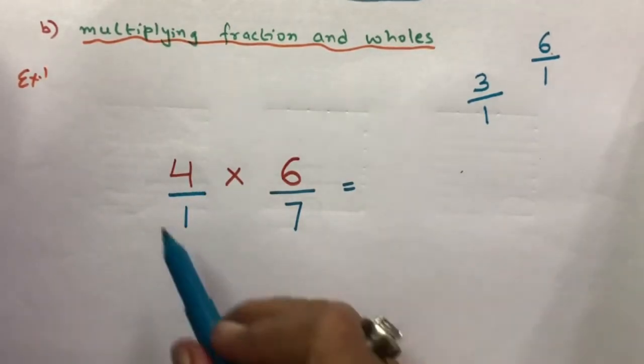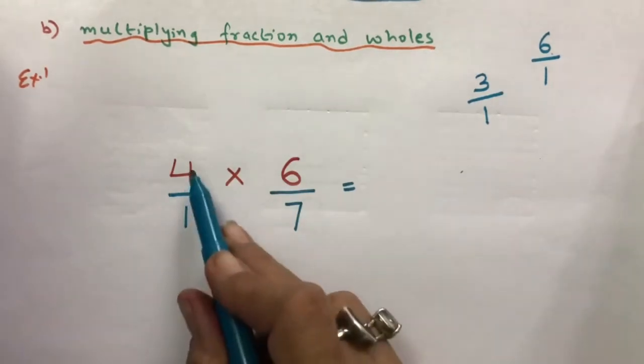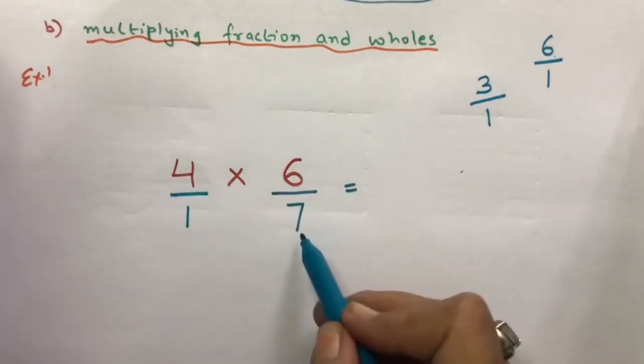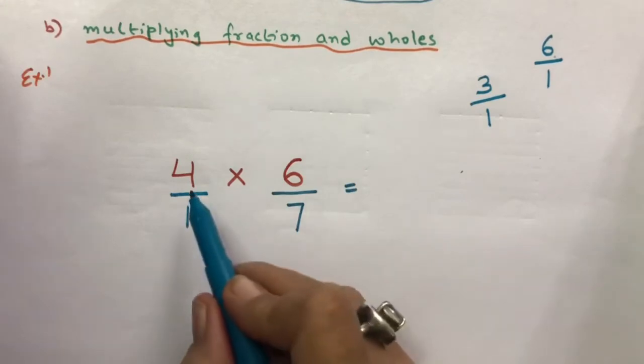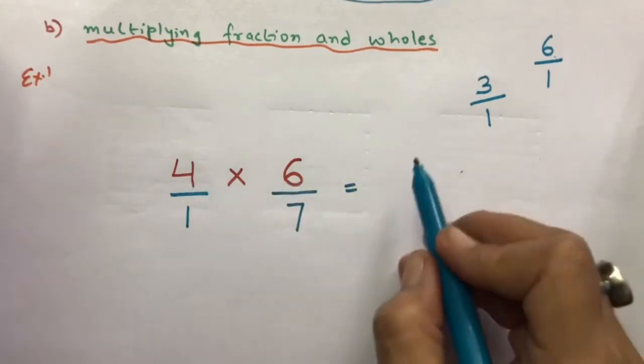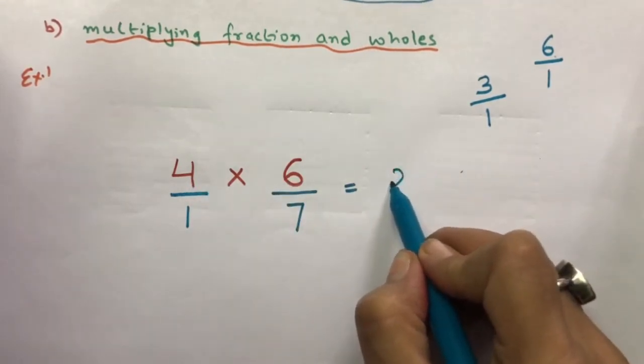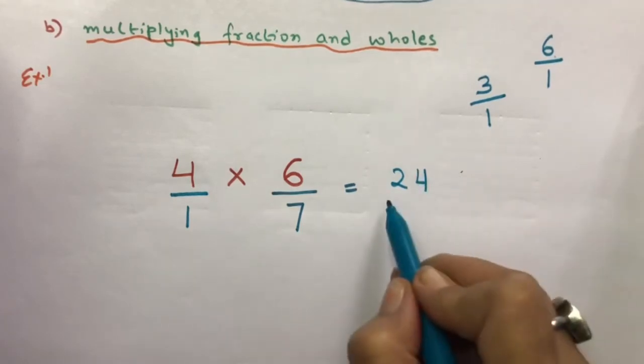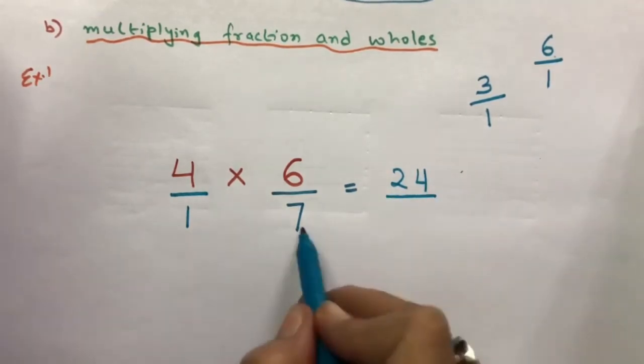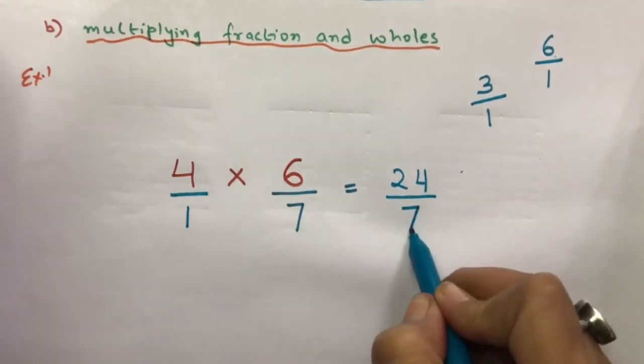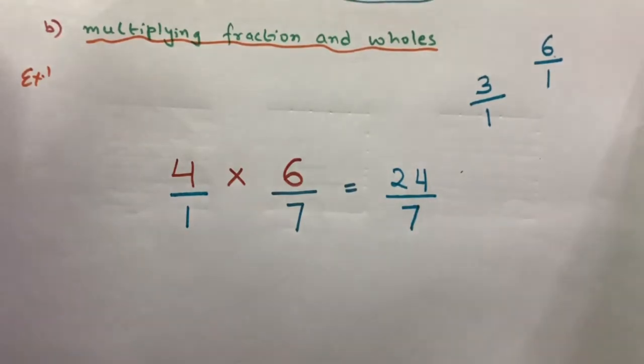Okay, so now it's easy. We have a fraction here and a fraction here. What do we do now? We multiply numerators, 6 fours are 24, and we multiply denominators, that is 7 ones are 7.